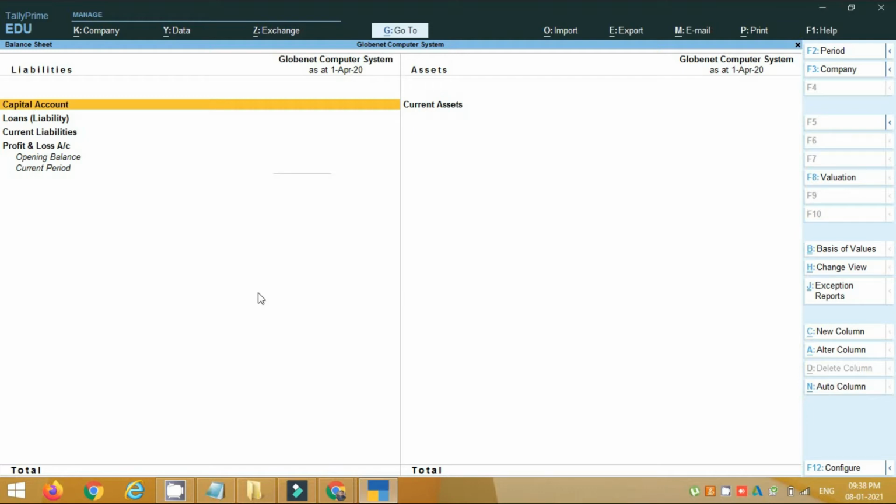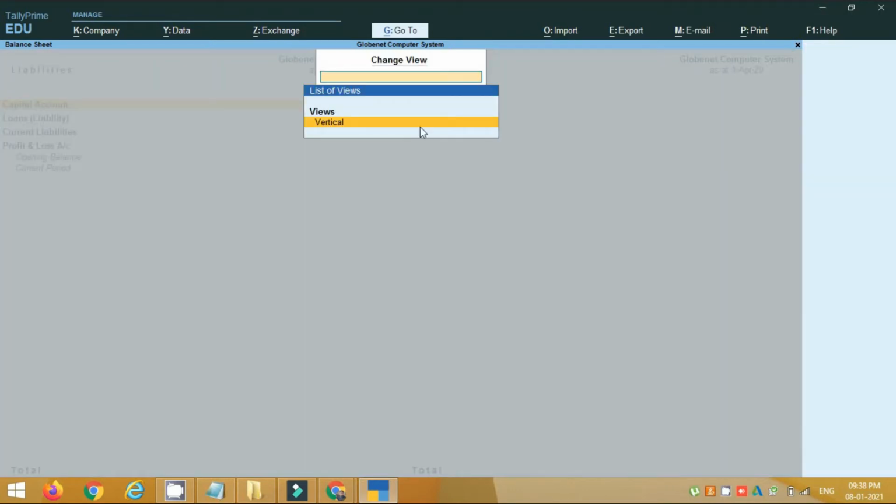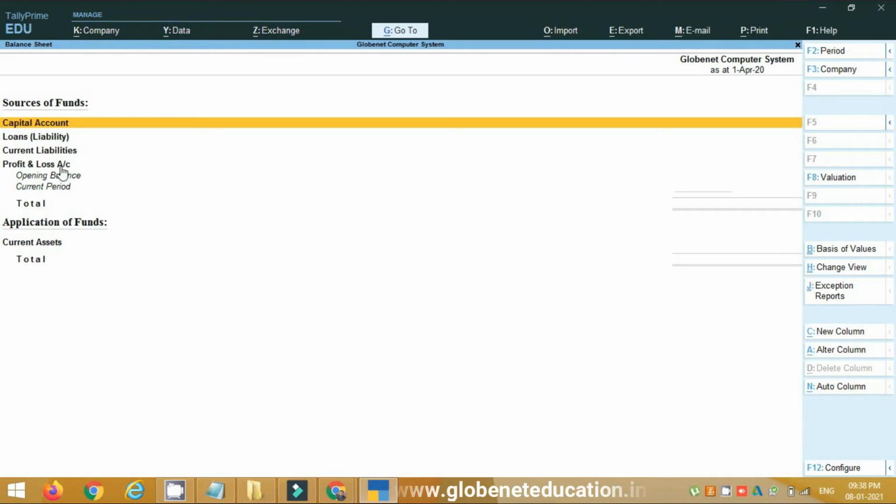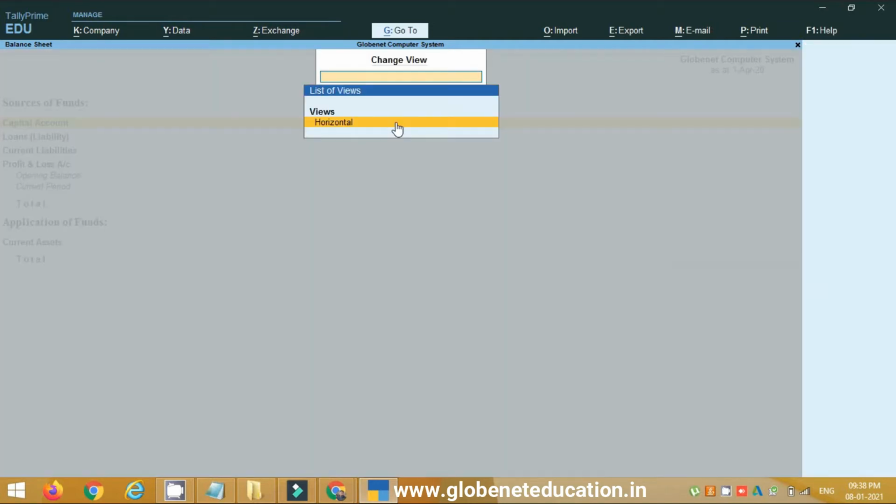In the balance sheet, we have two types of formats. One is horizontal, with liabilities and assets: on the left side we have liabilities and on the right side we have assets. The other view is vertical, with sources of funds and applications of funds. In sources of funds, all liabilities are shown. In applications of funds, all assets are shown. So we'll go to horizontal now.